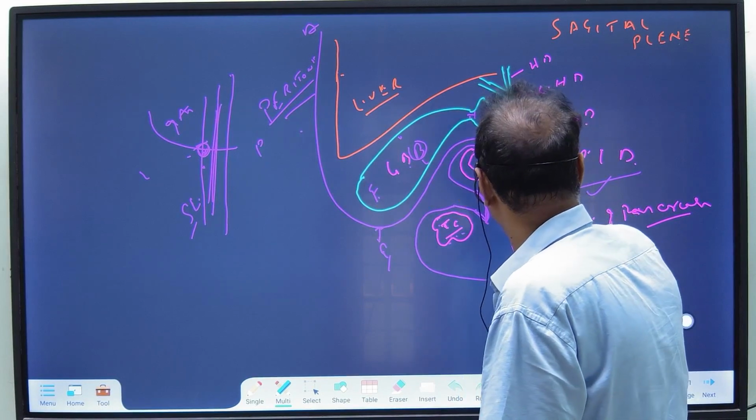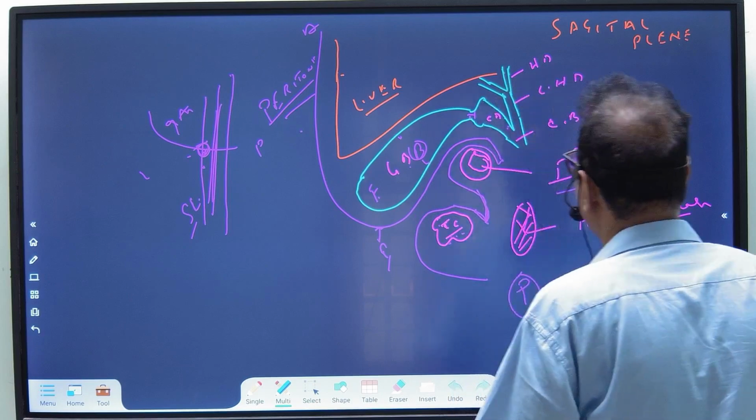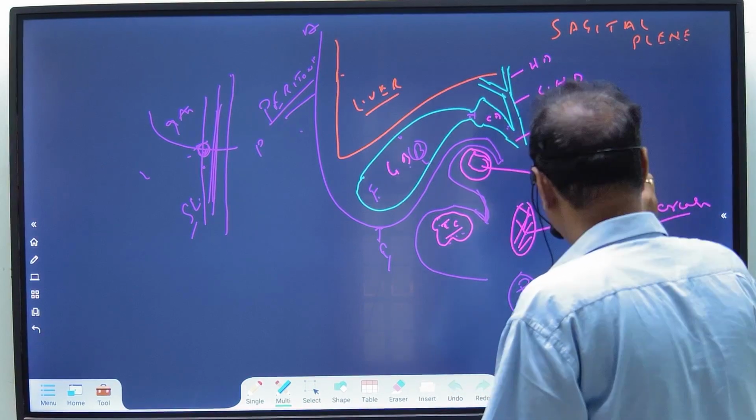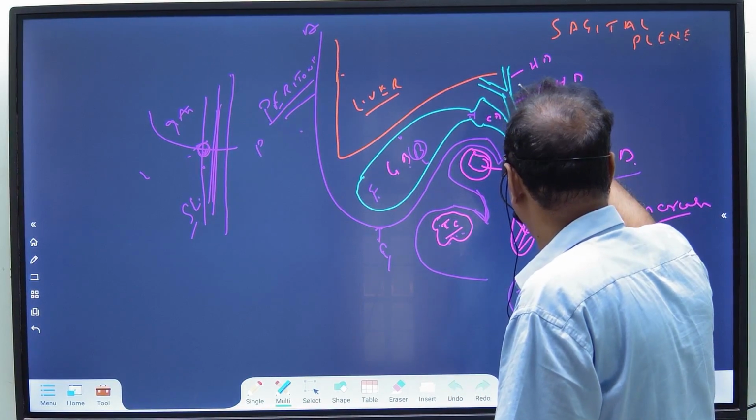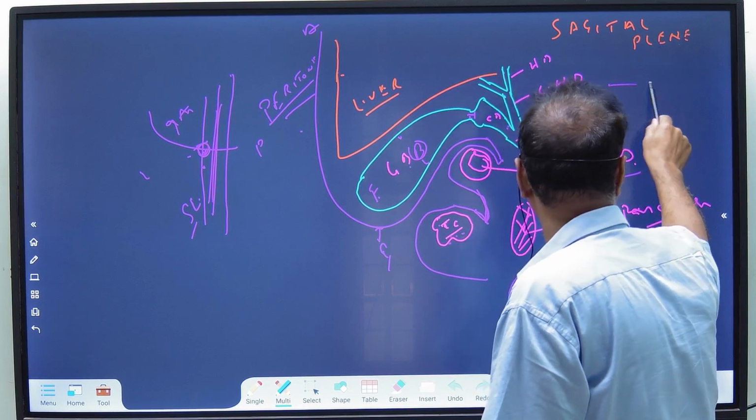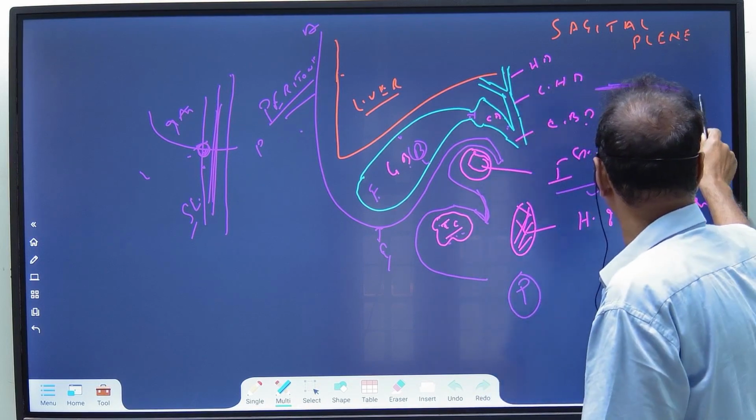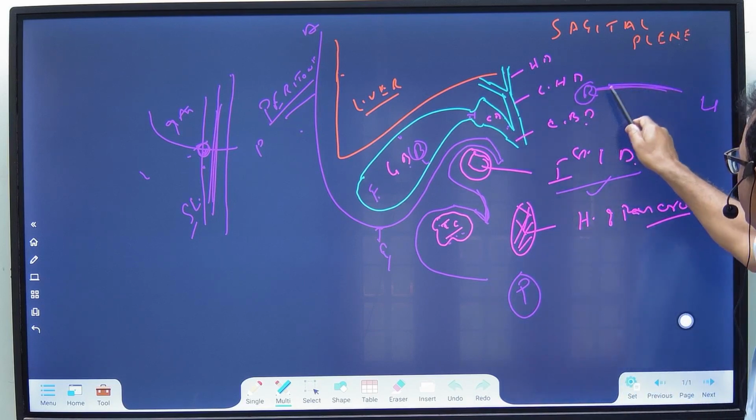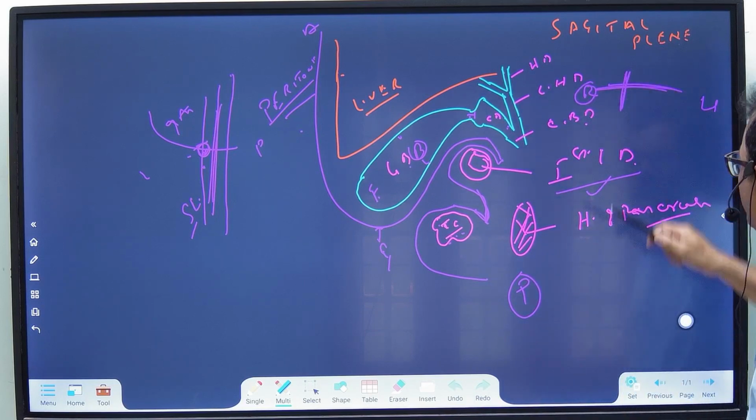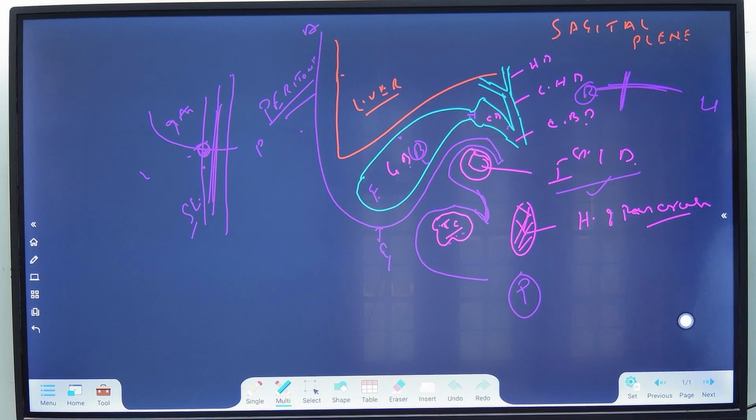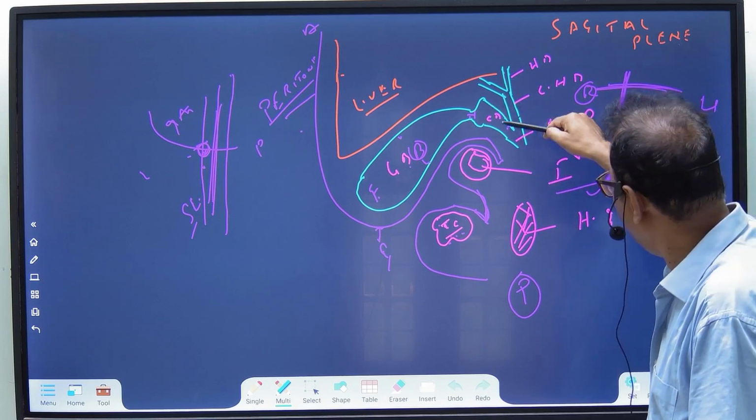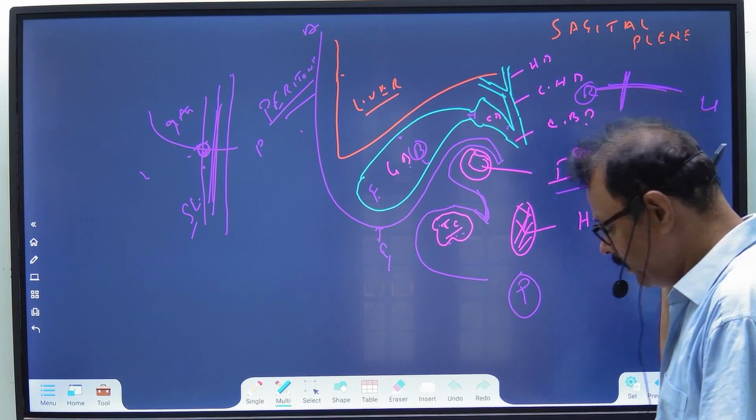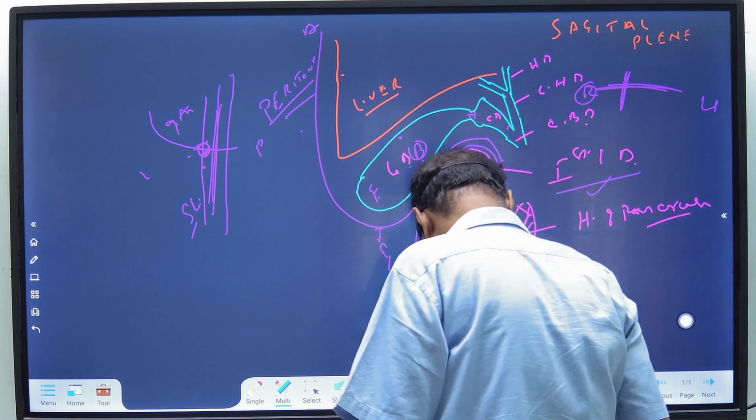Sorry, this is seen where? This is seen at the right free margin of the porta hepatis, if you take it like this. This one is the left side, this one is the right side, and you have got the porta hepatis over here. So this is on the right side of the porta hepatis.